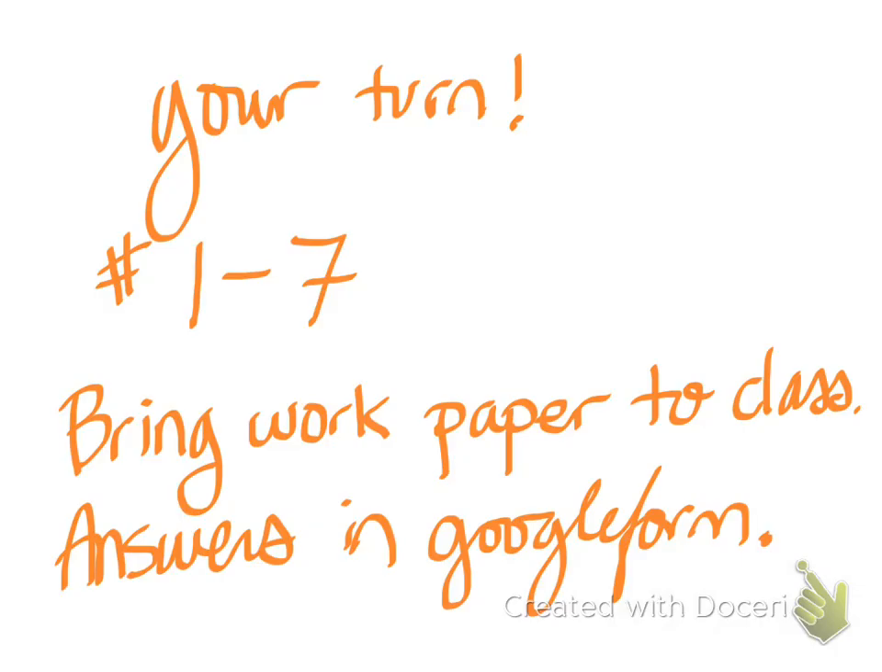It's your turn. Please do numbers 1 through 7 in your book and bring your work paper to class. Just write the answers in the Google form. It gets confusing when you try to type all the explanations, and I know that. So bring your work paper and just write the answers in the Google form.